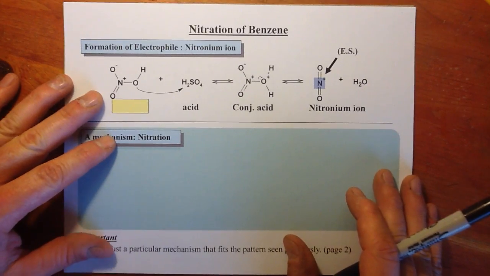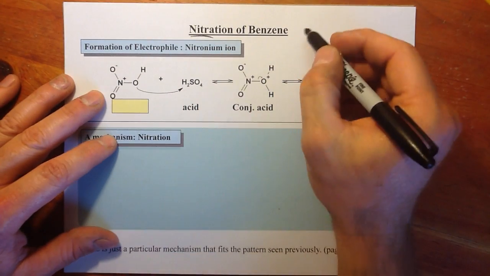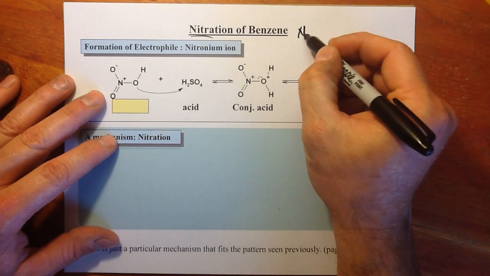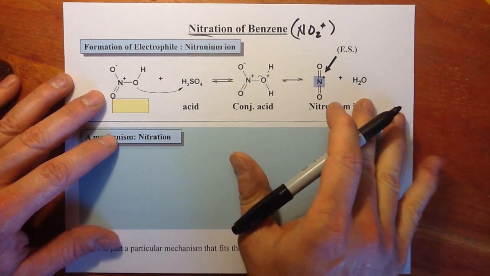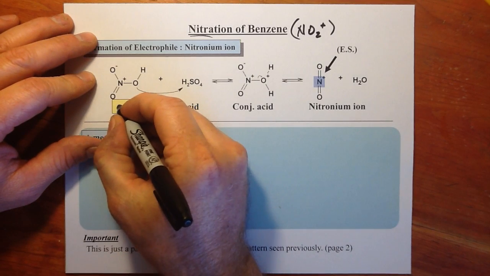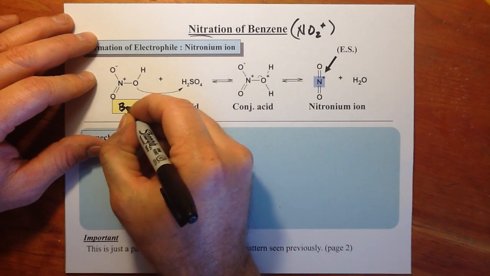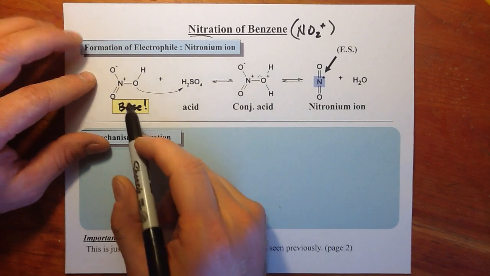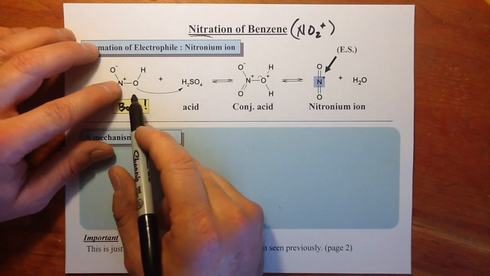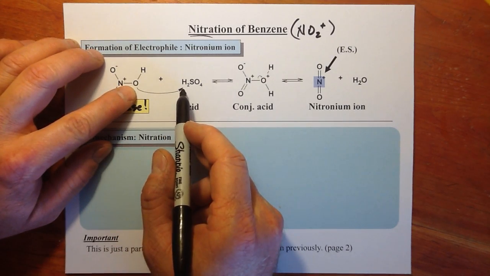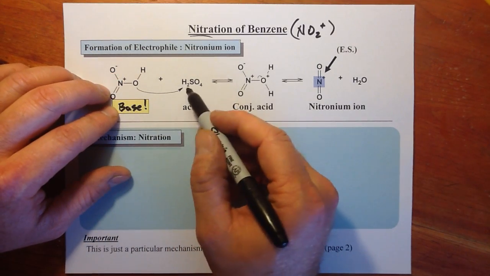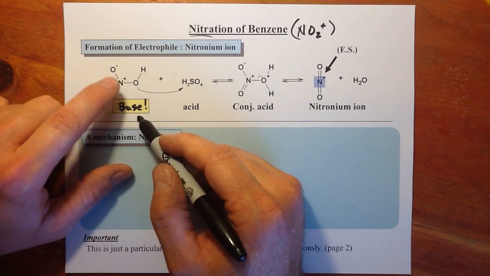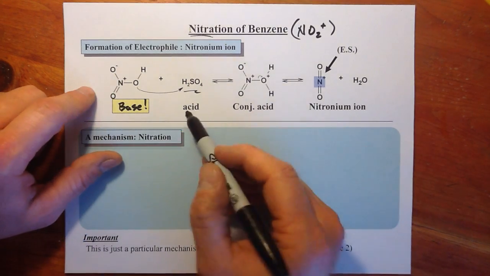Alright, let's go ahead and look at the next one, nitration of benzene. When we hear nitration of benzene, we want to think nitronium ion. That is the electrophile. Let's see how that's made. Nitric acid is acting, of all things, as a base. This nitric acid is going to pick up a proton from sulfuric acid. It's the weaker acid, so we're going to force this to act as a base on the left, and the sulfuric acid gets to be the acid.